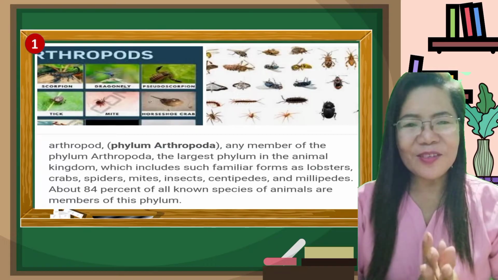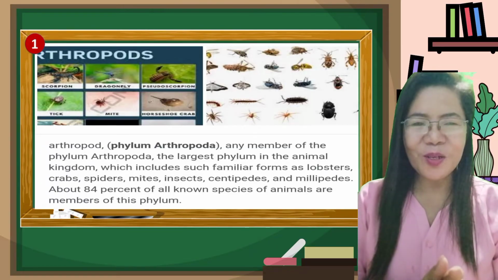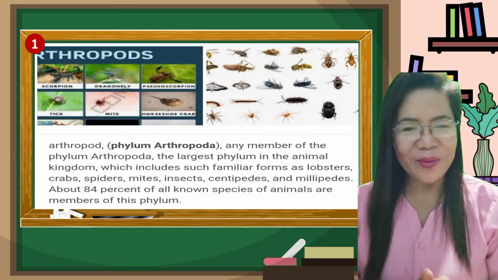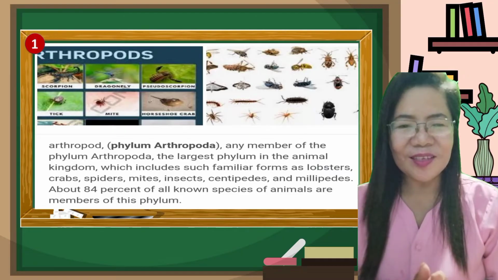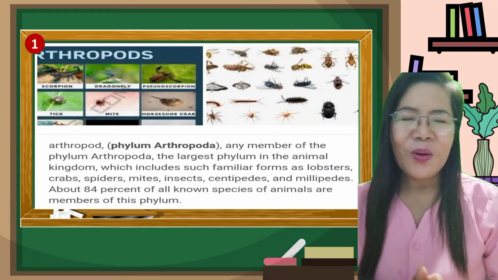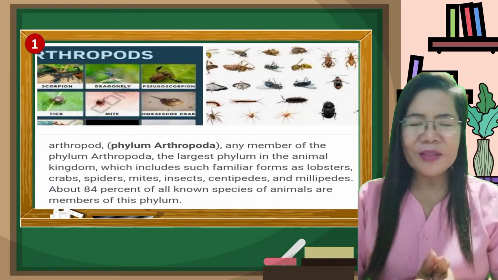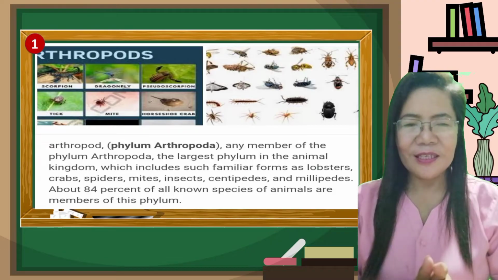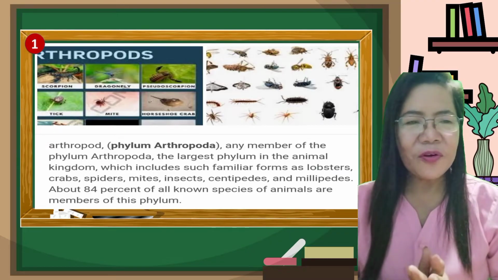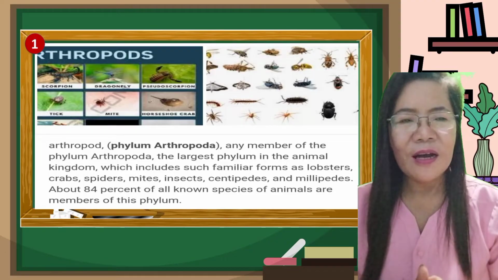Okay, class, let us first discuss about arthropods. What are arthropods? Arthropods are joint-legged animals. Arthropods have segmented bodies and a tough skeleton with jointed appendages. They make up the largest group of the animal kingdom. 3/4 of all known animals are arthropods.